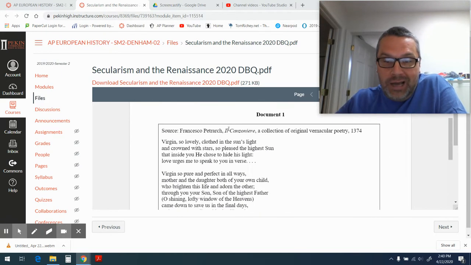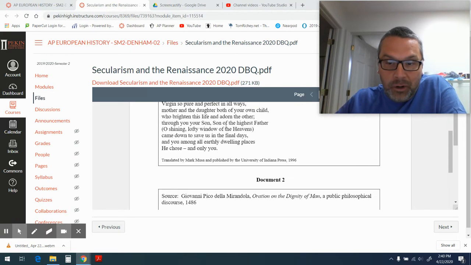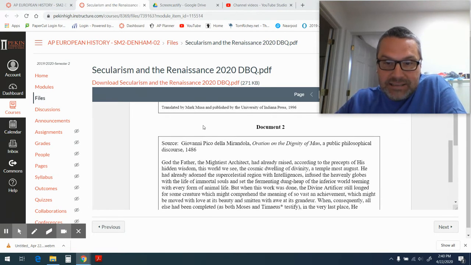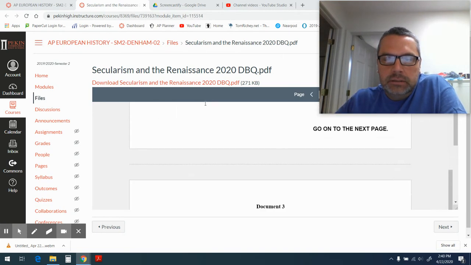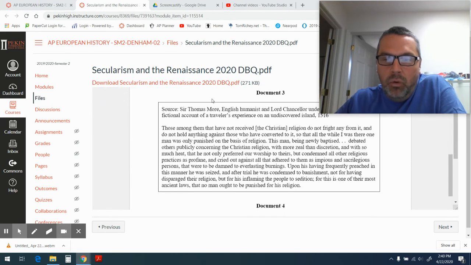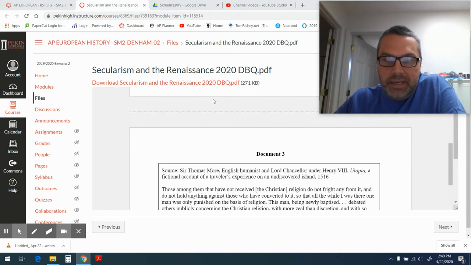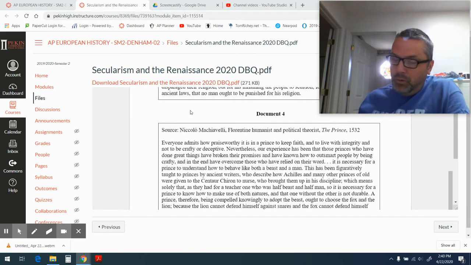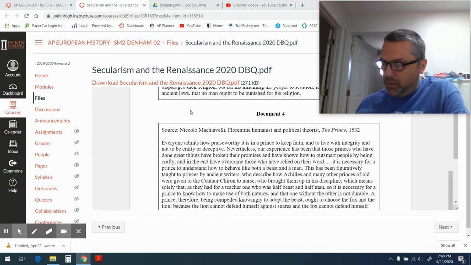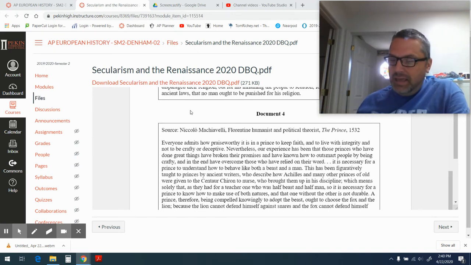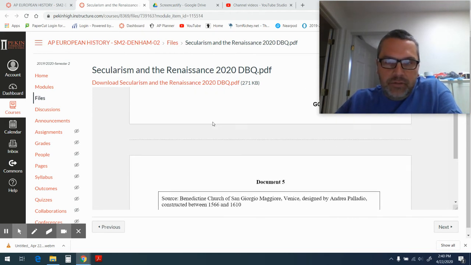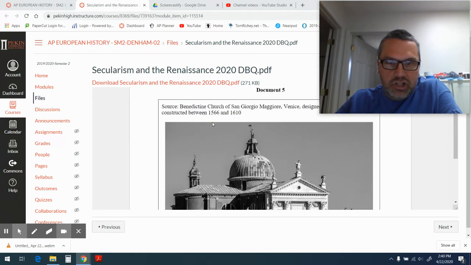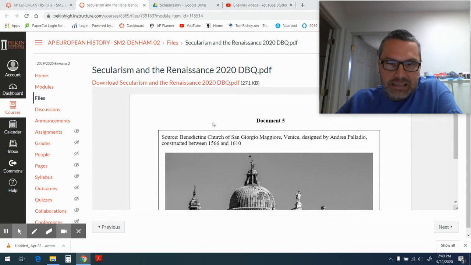The same with the first 2 documents. The dates are important: 1374, 1486. Think about when the Renaissance really started to ramp up. And then document 3, Thomas More. This is from his book Utopia, a fictional account. Document 4, Machiavelli and the Prince. And then the final document is the church in Venice.